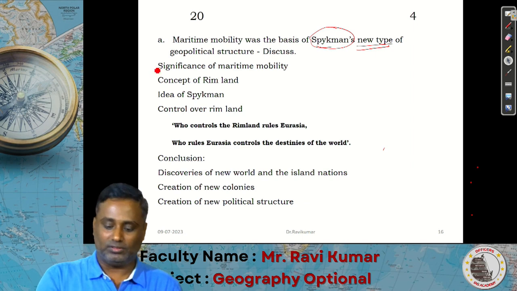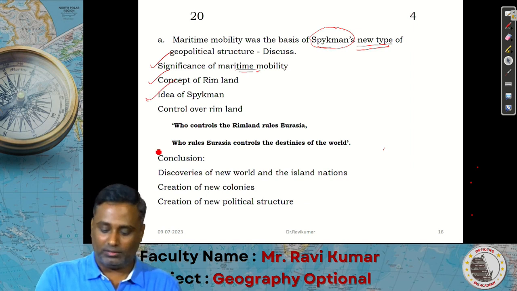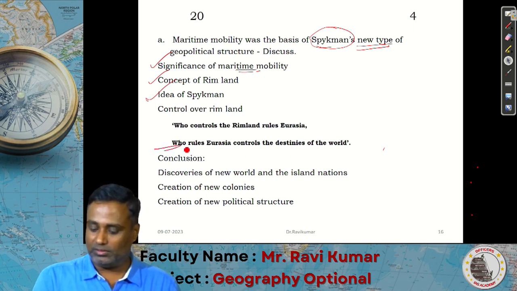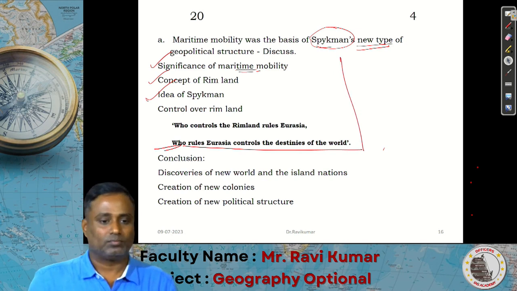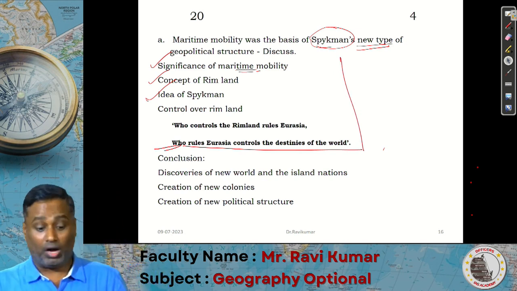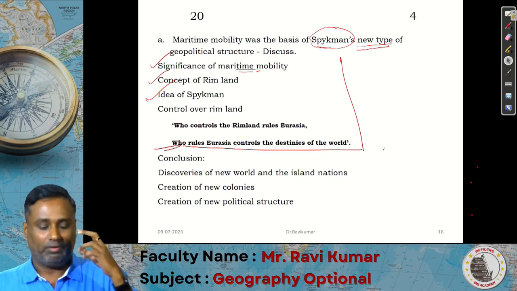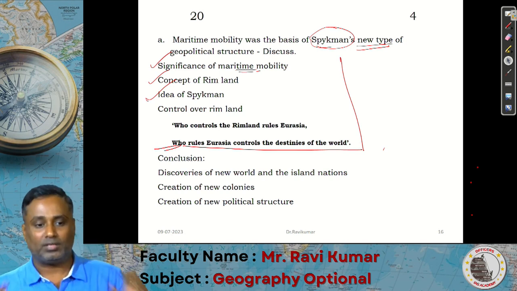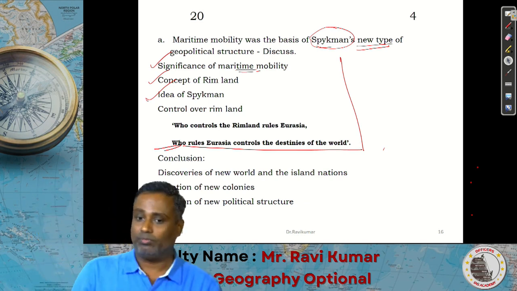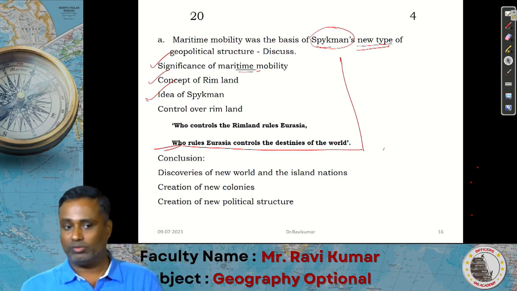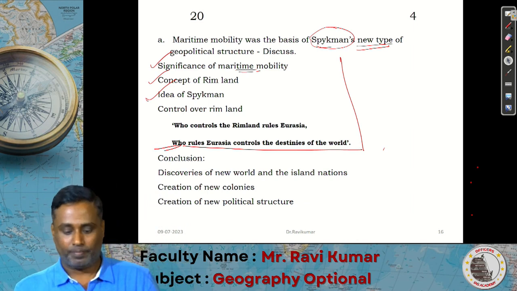So start with the significance of maritime mobility, then the concept of Rimland, the idea of Spykman, and the rules. Till this we are talking about Spykman's ideology. But after that, we have to give a conclusion. In conclusion, we should say yes, till date that is applicable or not. In the conclusion, we are not directly giving it, because in the conclusion we should give some perspective answer.